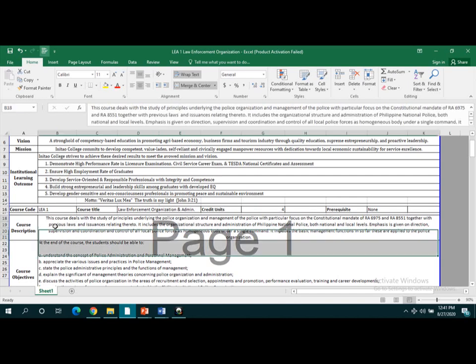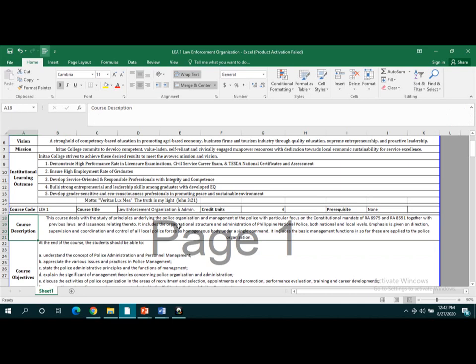Course description. The subject deals with the study of principles underlying the police organization and management of the police and with particular focus on the constitutional mandate of Republic Act 6975, also known as the Philippine National Police Organization Law, and Republic Act 8551, also known as Police Professionalization Regularization Act, together with the previous laws and issuances relating thereto. It includes the organizational structure and administration of the Philippine National Police, both national and local levels.